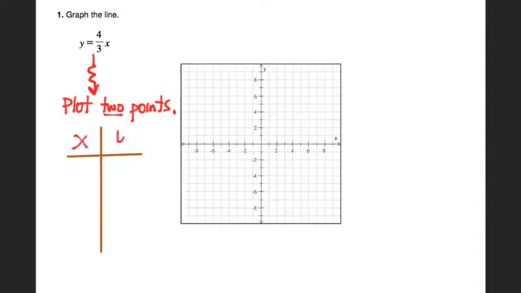Each point, we call it an ordered pair, because it's going to have an x coordinate and it's going to have a y coordinate, and those two numbers together are going to determine where I place the point on this graph. And the relationship between the numbers in the first and the second coordinate is governed by the equation y equals 4/3 x.